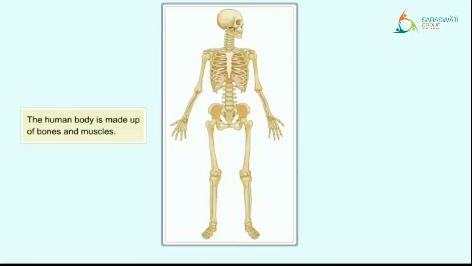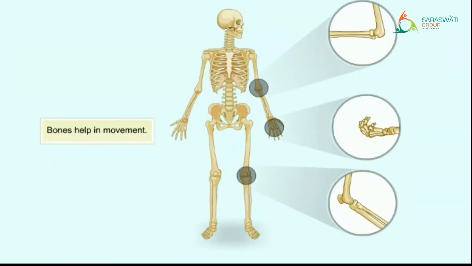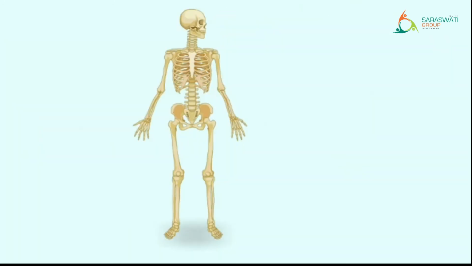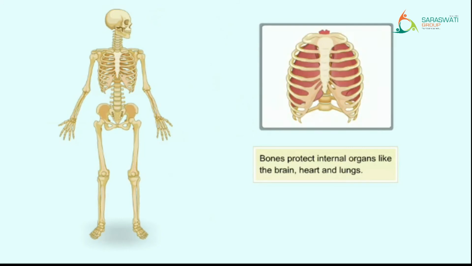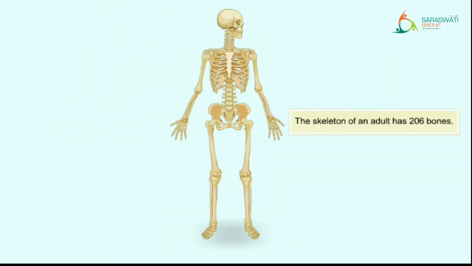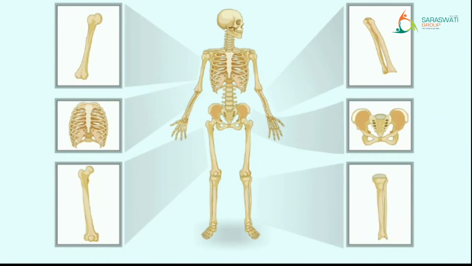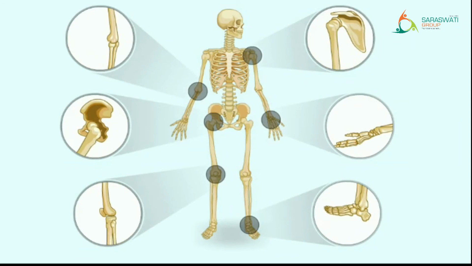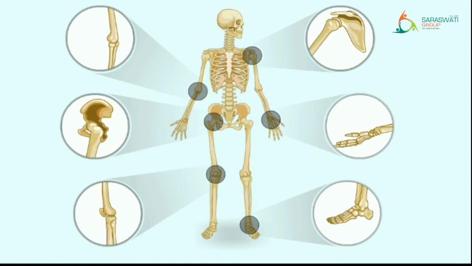The human body is made up of bones and muscles. Bones form the framework and give a definite shape to our body. They help in movement and also protect internal organs like the brain, heart, and lungs. The skeleton of an adult has 206 bones. They are of different shapes and sizes and are attached to one another by joints. There are several joints in the human body, and these different joints allow different types of movements. Let's find out more about types of joints in this module.